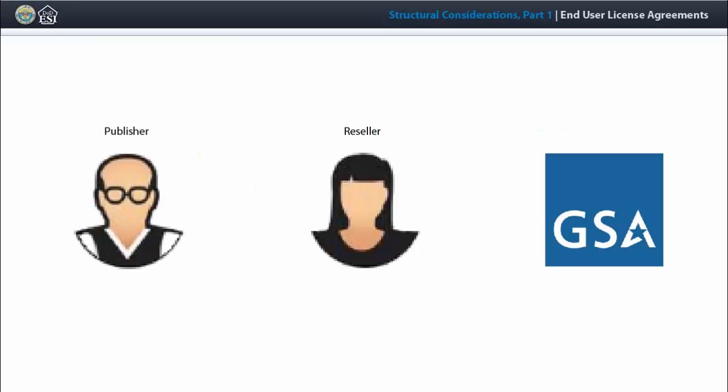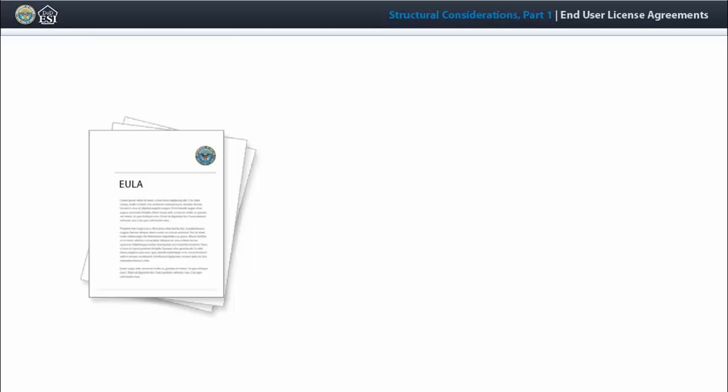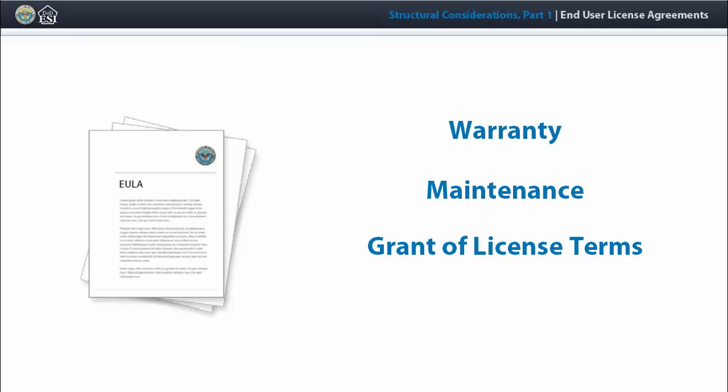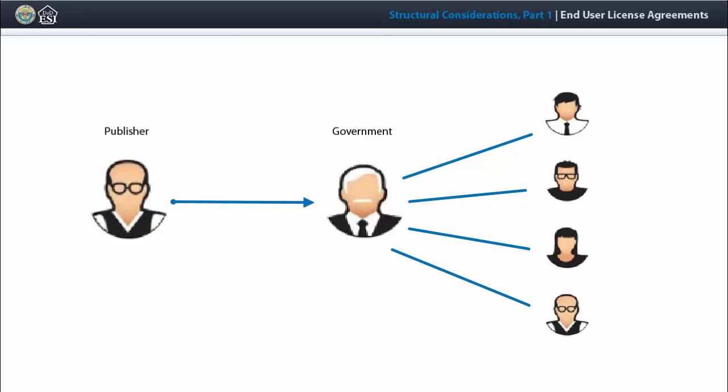As discussed in separate tutorials, the software publisher is the owner of the intellectual property rights to the commercial software that is licensed to the government. Publishers are less likely to hold their own GSA schedule. However, there are certain contractual duties that the publisher should commit to perform, such as warranty, maintenance, grant of license terms, and derivative rights. More detailed information on each of these topics can be found in other tutorials in this EULA series. The publisher can become contractually obligated to the government in one of three ways.